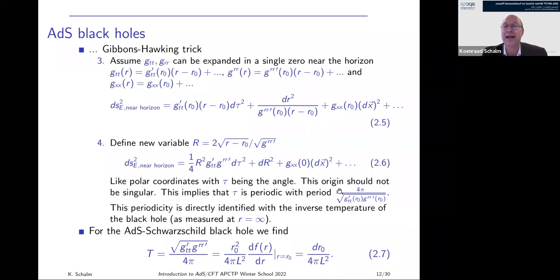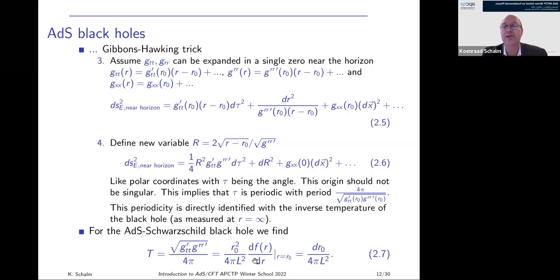And this periodicity is then directly identified with the inverse temperature of the black hole. Because here you see that the black hole insists that the Euclidean version of its spacetime has a periodic Euclidean time. And in fact, if you go deep into the original calculation of Hawking, and this was the insight of Gibbons and Hawking, you see that the appearance of the temperature is secretly related to precisely this Euclidean identification. So for an AdS Schwarzschild black hole, you find now that the temperature T, that's 1 over β, the periodicity, is equal to this combination here.